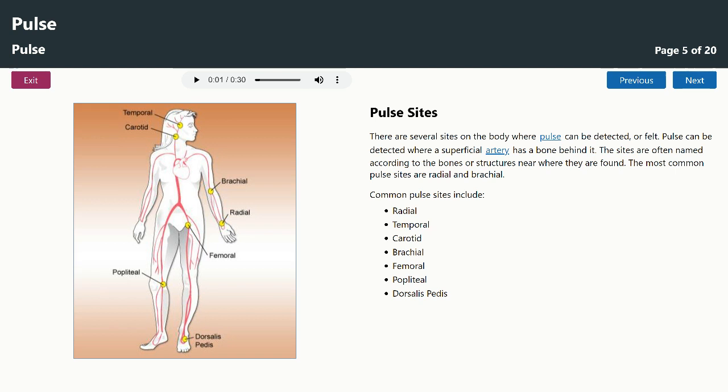So you have your radial, which is in your wrist, on your thumb side. You have your temporal. Carotid, the one in your neck, that's the one we use for CPR. You have your brachial in your arm. Femoral is in your groin. Popliteal is in your leg. And then you have your dorsalis pedis, which is in your foot. A lot of times when people are looking to see if there are circulation issues with patients, they'll take the pulse in the foot.